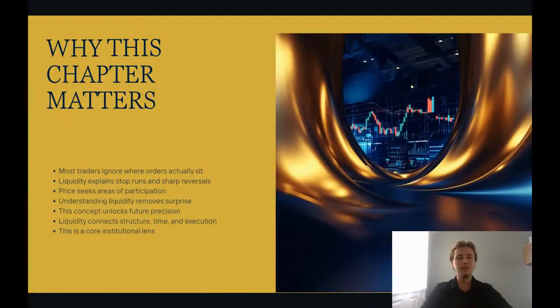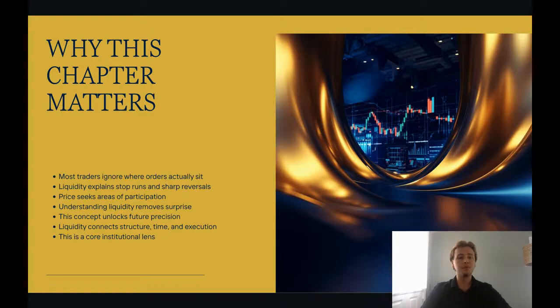Why this chapter matters. Most traders ignore where orders actually sit. Liquidity explains stop runs and sharp reversals. Price seeks areas of participation, which is very important. Understanding liquidity removes surprise. This concept unlocks future precision. Liquidity connects structure, time, and execution. This is the lens here.